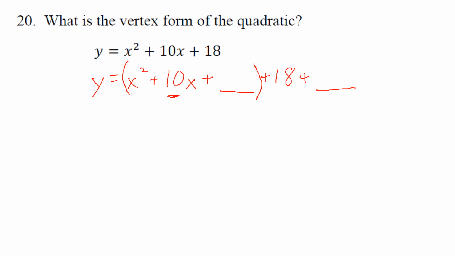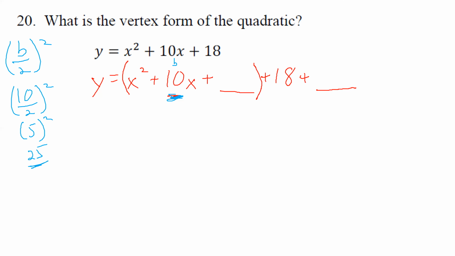So I'm going to take that b value. Let me change my ink color for a second. This b value. So that's b. We take b, we divide it by 2, and that's what we're doing. So on this one, it's 10. So we're doing 10 divided by 2, and then squaring it. 10 divided by 2 is 5. 5 squared is 25. We need to add that on to make this a perfect square trinomial.